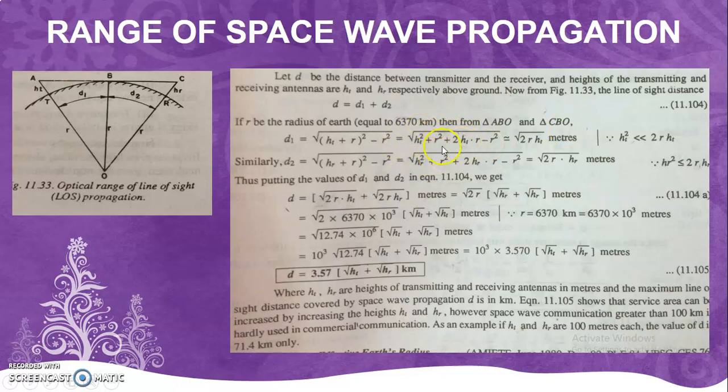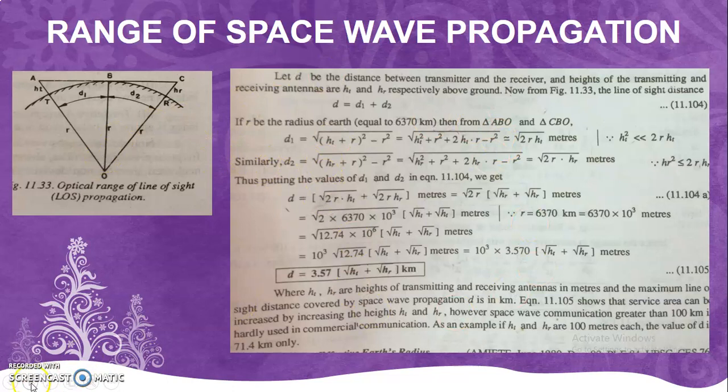The height of the antenna is neglected with respect to the distance, so you get this almost equal to root of 2r ht, and putting these values, you have d is equal to root of 2r ht plus root of 2r hr. Then you substitute the value of r, 6370 kilometers. You get d is equal to 3.57 into (root of ht plus root of hr) kilometers, where ht and hr are respectively the heights of the antennas. If we determine the height of the antennas, then we can determine the value d. This is a very simple derivation, but a frequently asked question for university examination. So you have to learn this derivation.